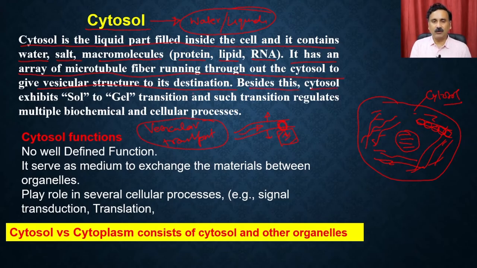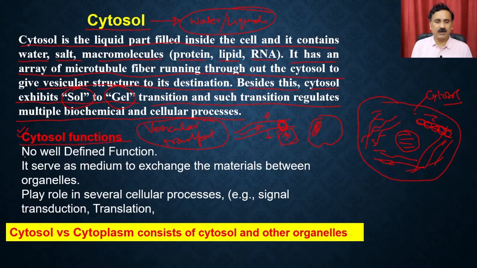Besides this, the cytosol exhibits sol to gel transitions, and such transitions regulate multiple biochemical and cellular processes. So the sol and gel transition is making the cytosol either more thick or more thin, and because of that, the localized sol and gel transition makes the substrates more concentrated or less concentrated, and because of that they can enhance or change the rate of these reactions very nicely.